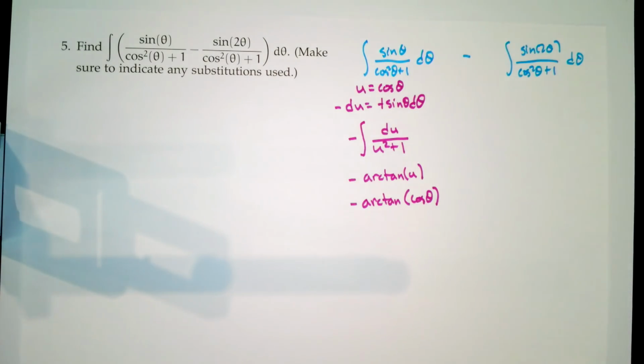Is there any identity that involves sine of 2 theta? Something where I have an angle theta, and then I've doubled it. So is there a trig identity that involves a double angle? Maybe we could call it a double angle trig identity. Is there any such thing?